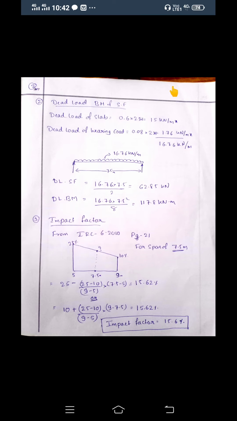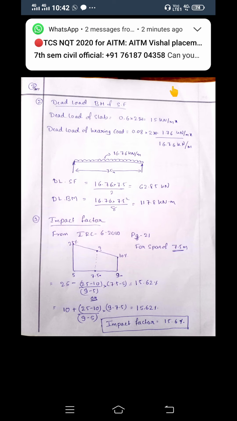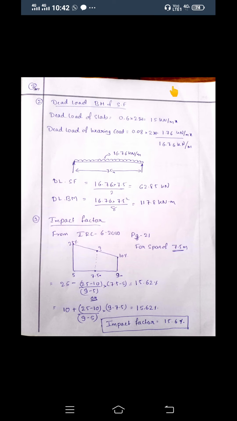We will draw a figure here: a span of 7.5 meter, upon which a UDL is applied, the dead load of 16.76. So what is the bending moment? WL square by 8. So the dead load bending moment is 16.76 into 7.5 square divided by 8, so it becomes 117.8 kilonewton meter.